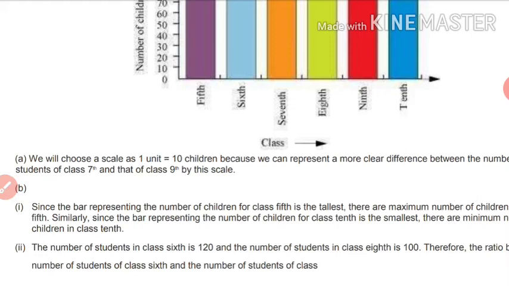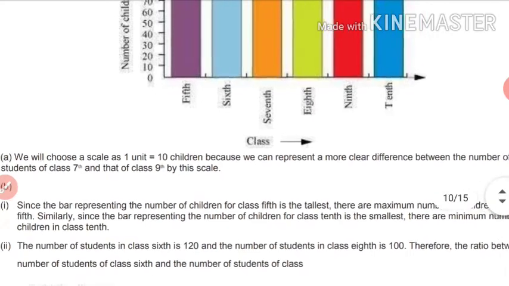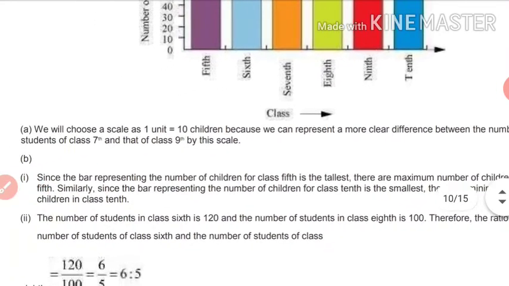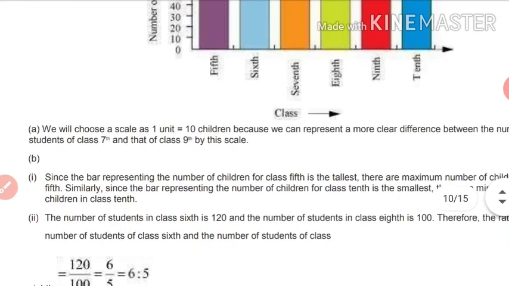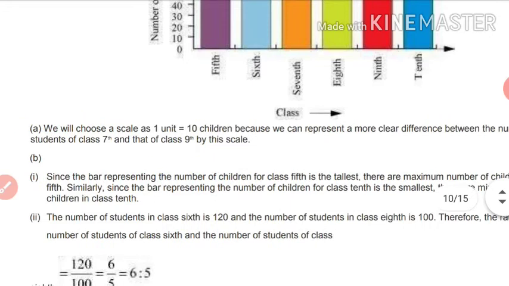Now A answer. We will choose a scale as 1 unit equal to how much? 10 children, because we can represent a more clear difference between the number of students of class 7 and that of class 9 by this scale. So that means 1 unit, how many students? 1 square, okay, 1 big square will be how much? 10 children.